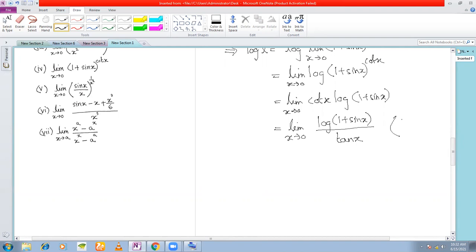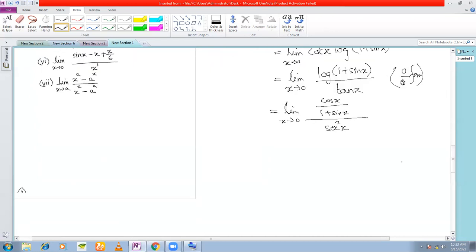Now you see, if you put x is equal to 0, this is a 0 by 0 form, right? So you use L'Hospital's rule. You differentiate the numerator to get cos x by 1 plus sine x, and the denominator you get a sec square x. Okay. Now you change everything to sine and cos. That is, numerator is already sine and cos. You just change sec to a cos, you will get cos cube x divided by 1 plus sine x.